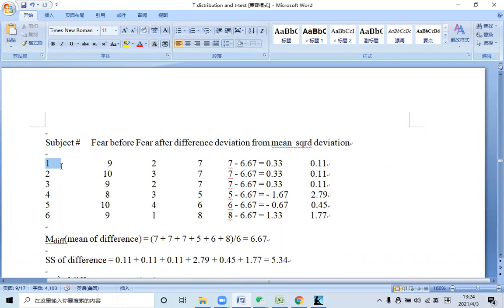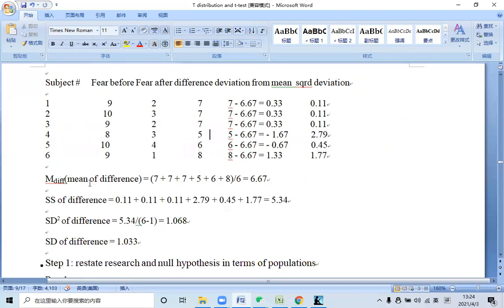Here, for subject number 1, the improvement or the difference is 7. For subject number 2, 10 minus 3, improvement is 7. Number 3, improvement is 7. And subject number 4 made a smaller improvement, from 8 to 3, that's 5. And you calculate the difference. Everybody showed a positive difference.